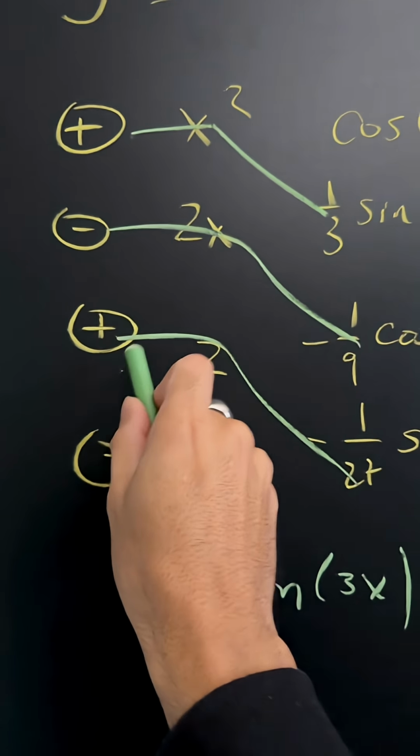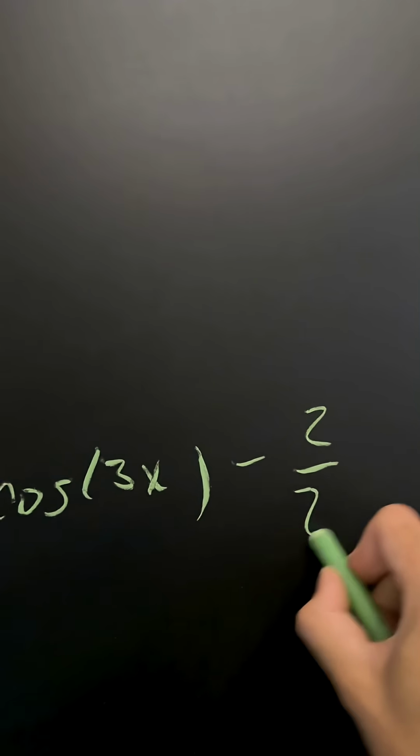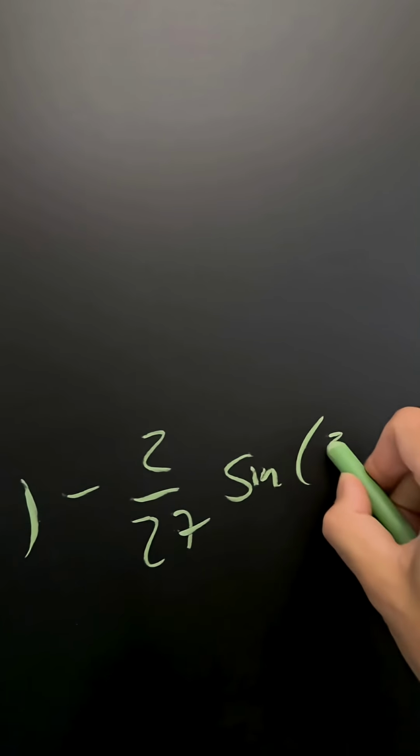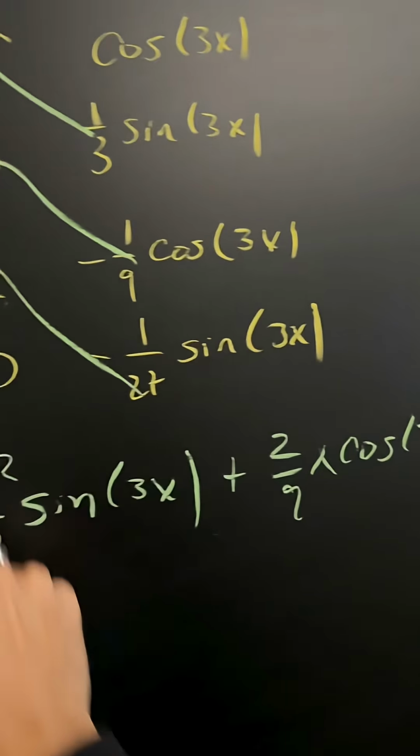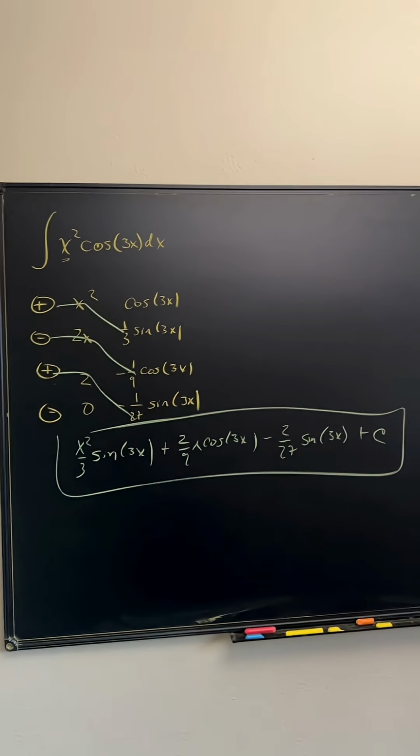And then we continue, we have positive 2 times 2, and then this right here, that's gonna be -2/27 sine of 3x. Do not forget your plus C, and you are done. This is how you solve this particular problem using the tic-tac-toe method.